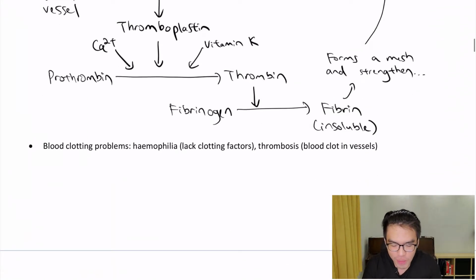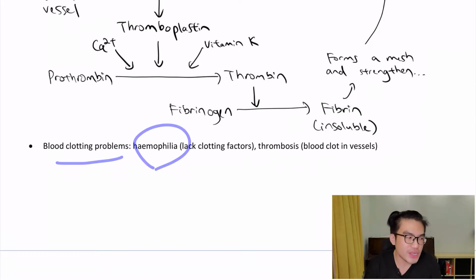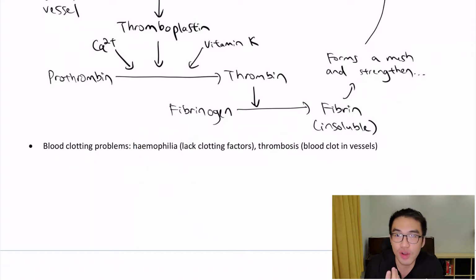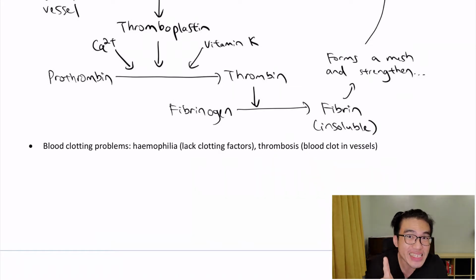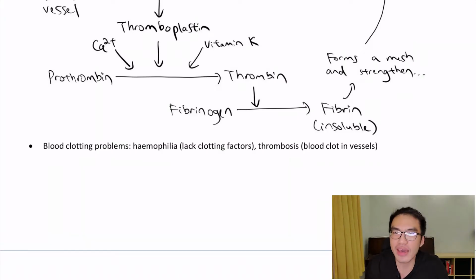Moving on. So blood clotting problem, you have hemophilia, means they lack certain clotting factors, they cannot clot their blood. This is a genetic disease. And of course thrombosis, this is when you have blood clot inside your blood vessel. This is the most common cause for heart attack and stroke.